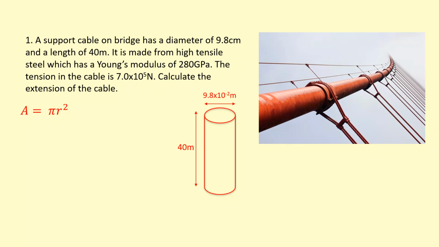So pi r squared. Take the diameter and make sure you divide that by 2, and notice how I've turned the diameter from centimeters into meters. And so I've got an area here, 7.543 times 10 to the power minus 3 meters squared.